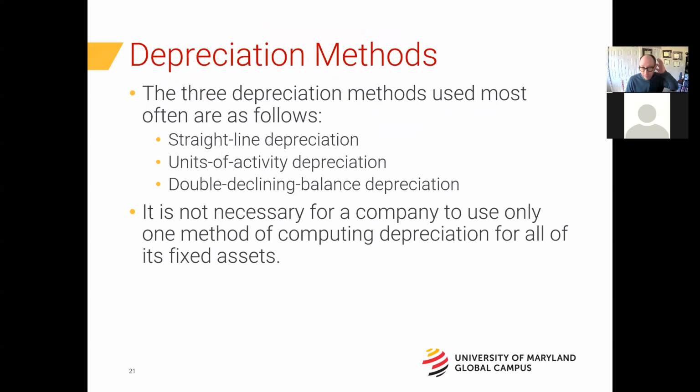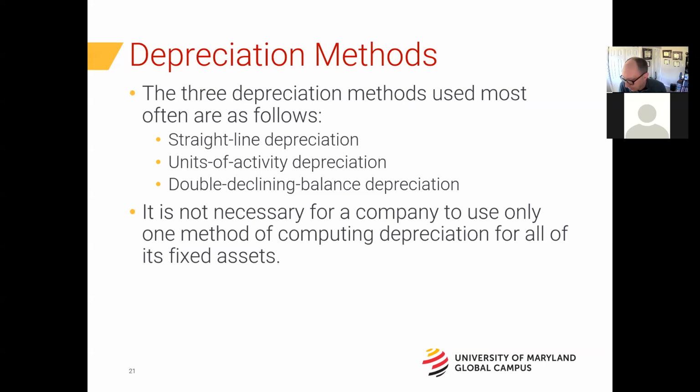Now that we know that information, I'm going to show you the 3 most commonly used methods of depreciation. First is straight line method, second is units of activity, and the third is double declining balance. Straight line method, I've talked to you a little bit about. We'll go into more detail.